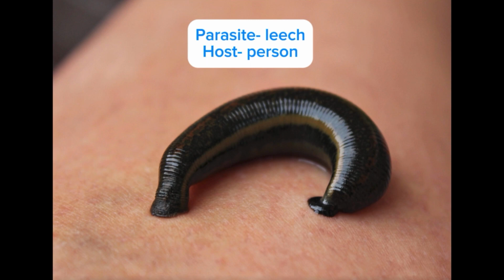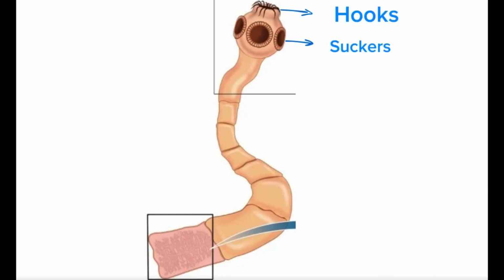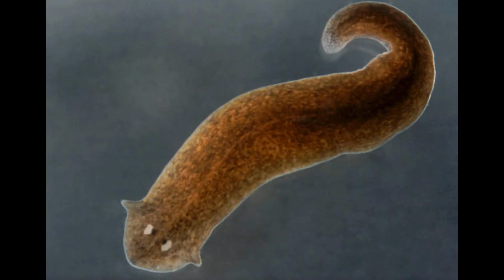Yes, so a parasite is an organism that lives on or in another organism called the host for a longer period of time. Parasites have hooks or suckers that grip their hosts. Features that prevent parasites from being digested by their hosts are the tegument, a thick covering of cells, and the cuticle.